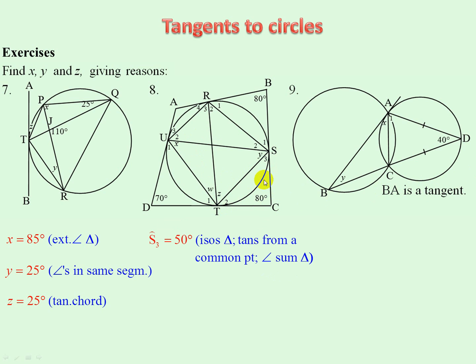So S3 equals 50 degrees because it's tangents from a common point, makes those two equal. By angle sum triangle, they add up to 100, so therefore they're 50 each. And therefore x is 50 by tan chord. So we now know x. And we do a similar setup to find the other angles.